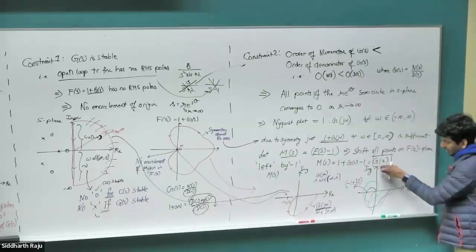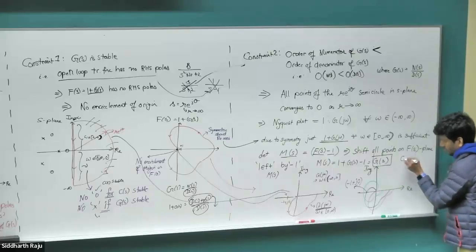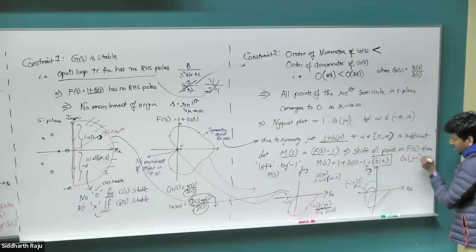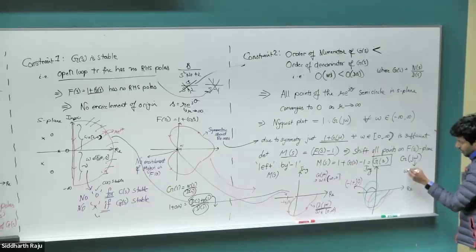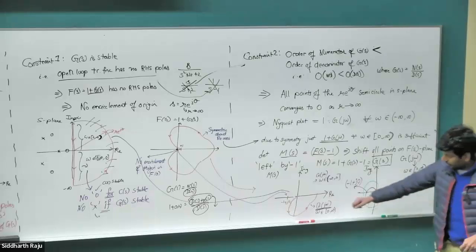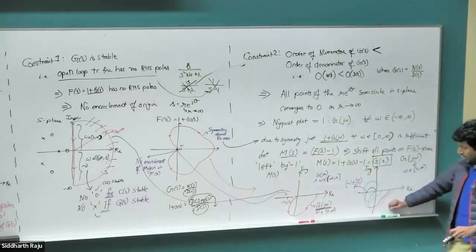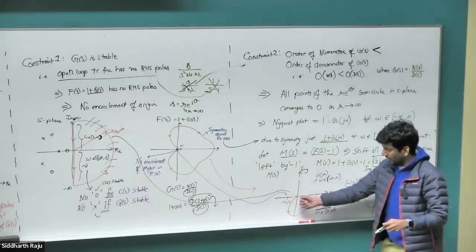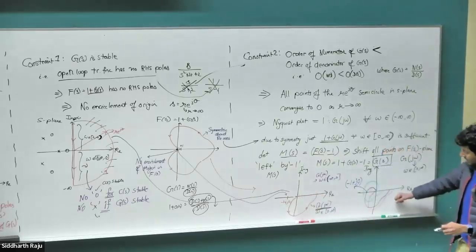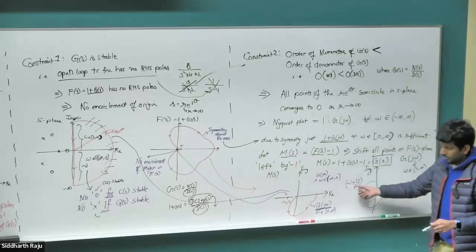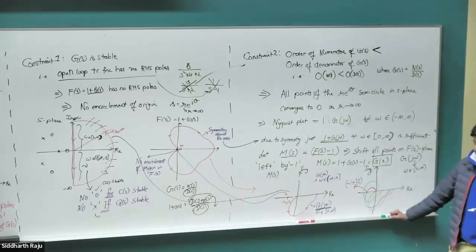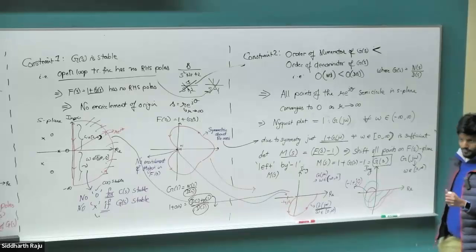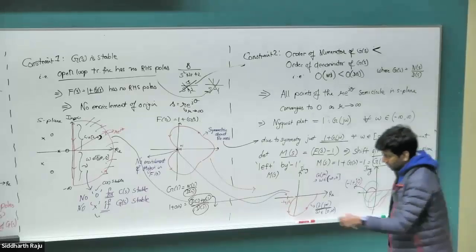So once I take the G of s plot and then plot G of j omega with the further constraint that omega is just between 0 and positive infinity, I get a curve. Let's say I get this red curve, which is the same thing I've drawn here. And now the new condition for stability is, previously it shouldn't enclose the origin 0, and in this case, it shouldn't enclose negative 1 plus j0. This is the new constraint that we have. Everybody clear so far? All right.